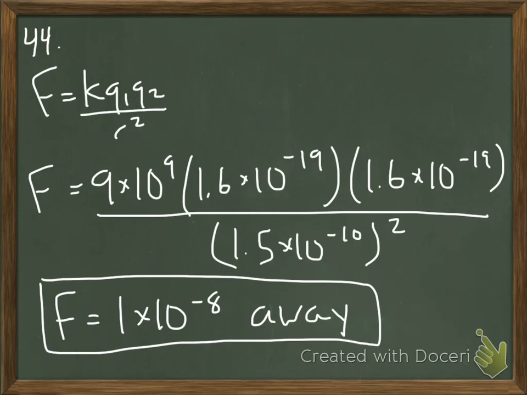So we find the force, and how do I know that it's away instead of towards each other? When I say away, I mean they're repelling each other. Well, if you have 2 electrons, they're both negative. Negative and negative pushes away from each other.